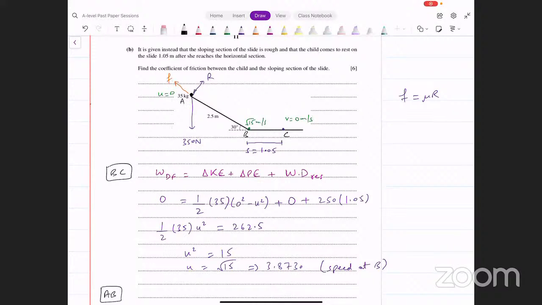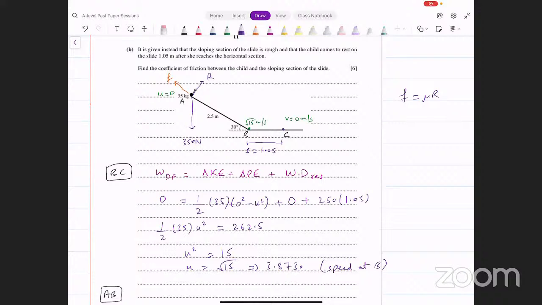अब सबसे पहला काम क्या करेंगे, resolve कर लेंगे forces को. R already plane के perpendicular है, friction already plane के parallel है. We don't need to do anything to them. 350 vertically downwards लग रहा है, 350 को resolve कर लेते हैं. How do we do that?